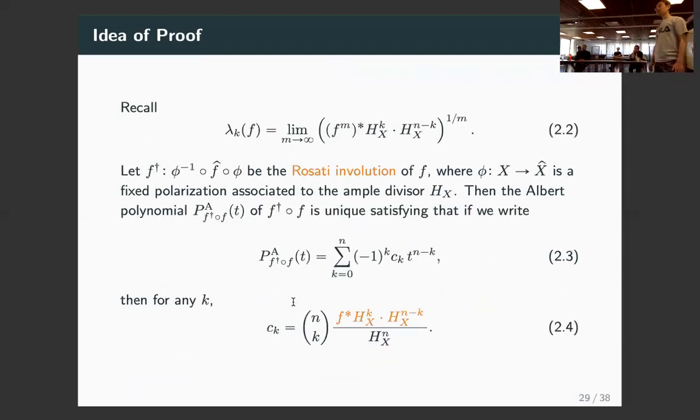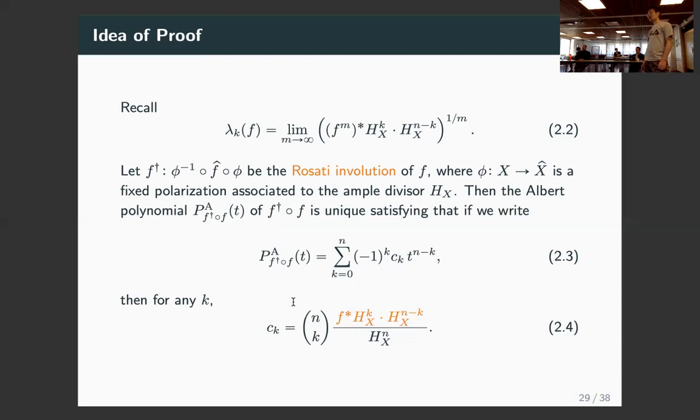Let me recall that lambda k, the k-th numerical dynamic degree, is defined as the limit of the mth root of this quantity. Now we denote by f dagger the Rosati involution of f with respect to some fixed ample divisor Hx, and we use this ample divisor to give a polarization of this Abelian variety to its dual x hat.